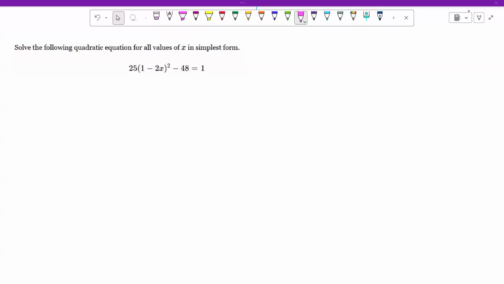So we want to solve this quadratic equation for all the values of x in the simplest form. Now, what can be all the values? See, the power is 2, the highest degree is 2. That means there are going to be two solutions out of this. So only two values are going to come out. Now, how are we going to solve this?